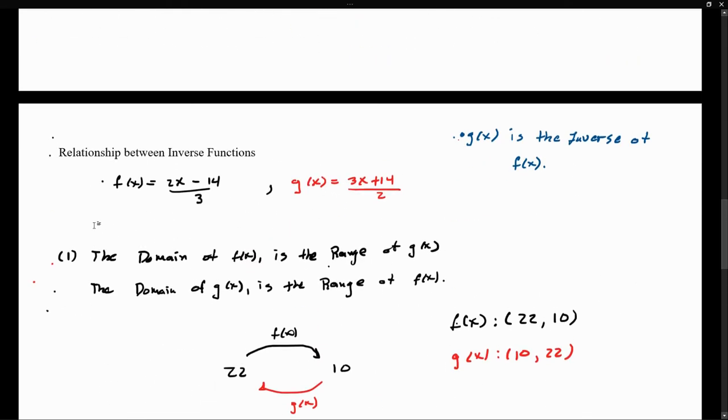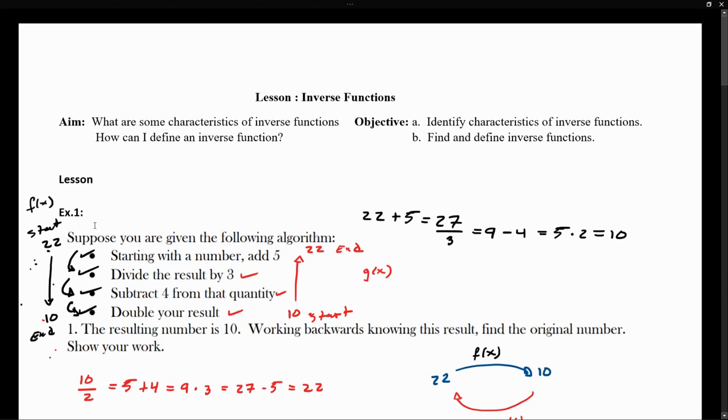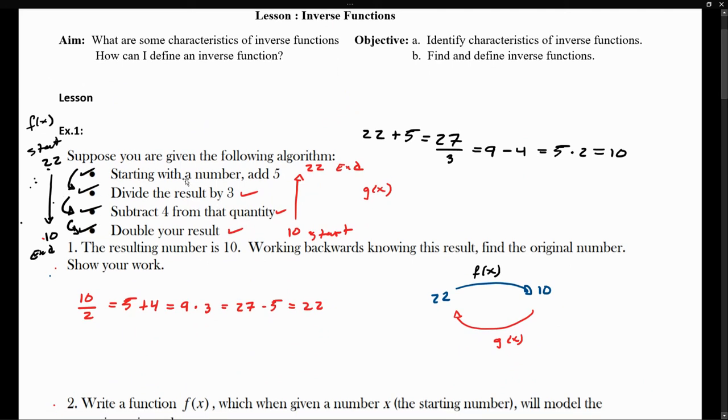And again, the big idea of an inverse function was illustrated right here with our algorithm that we started the conversation with. Pretty much an inverse function just undoes what the original function was doing. So here we got a 22, we did a bunch of procedures and ended up with 10. Well, the inverse function is going to get the result, it's going to do the procedures in an opposite manner, and it's going to give you the original value back.